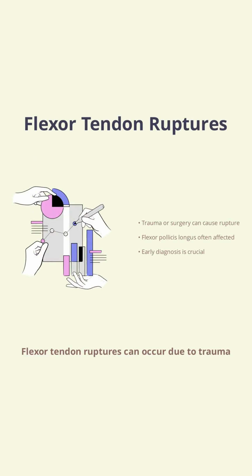Flexor tendon ruptures can occur due to trauma, such as knife injuries, or after surgical procedures like volar plating for wrist fractures. The flexor pollicis longus is the most commonly ruptured flexor tendon. Imaging shows discontinuity of the tendon, retraction, and sometimes fluid in the gap. Prompt diagnosis is crucial, as delayed treatment can result in permanent loss of finger or thumb movement.